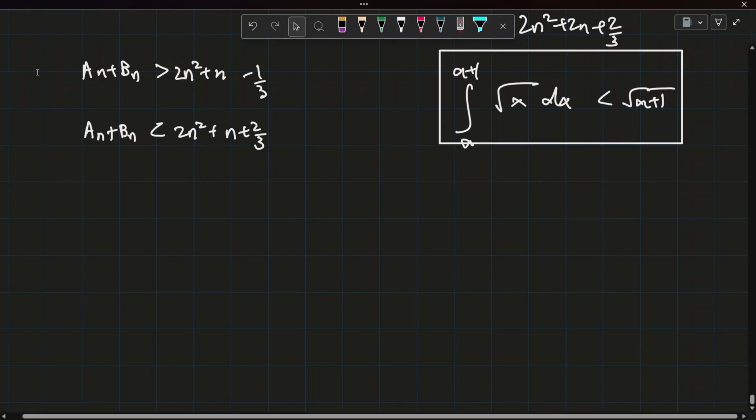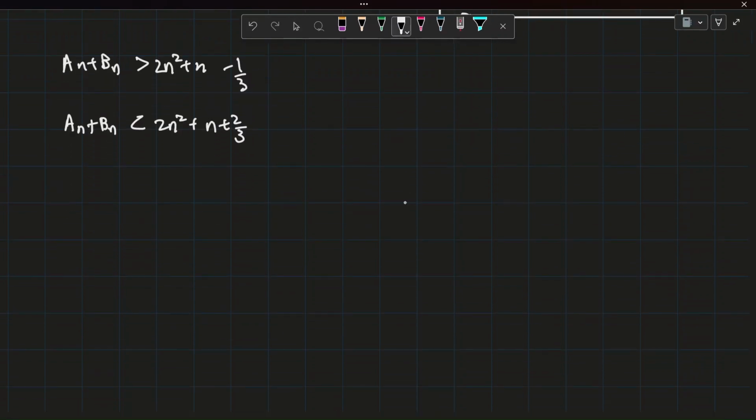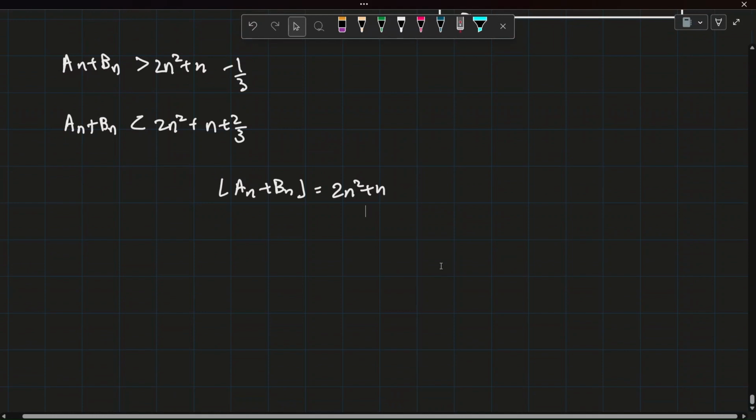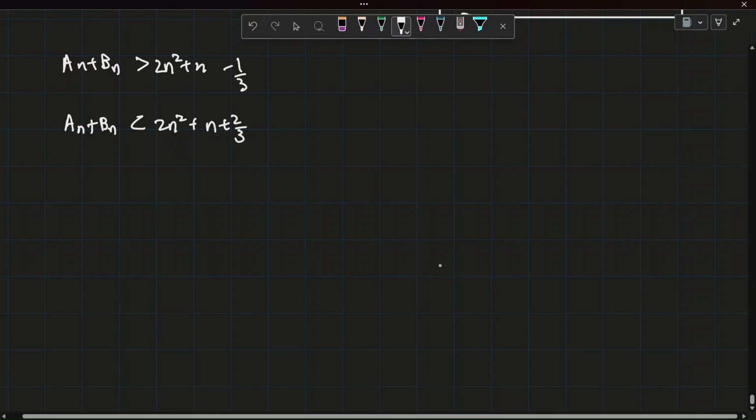Okay, so these are the two inequalities which you will get. From this, you can conclude that the greatest integer part of an plus bn is equal to 2n square plus n. So this is what you get. What you can notice here is that we are getting two inequalities.